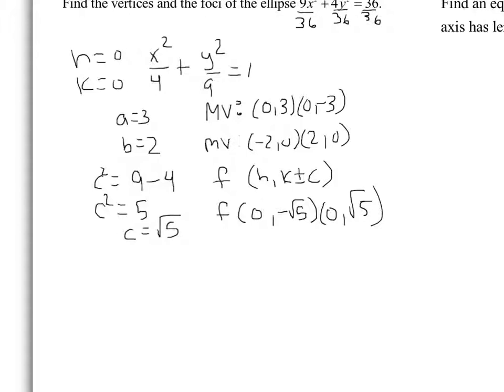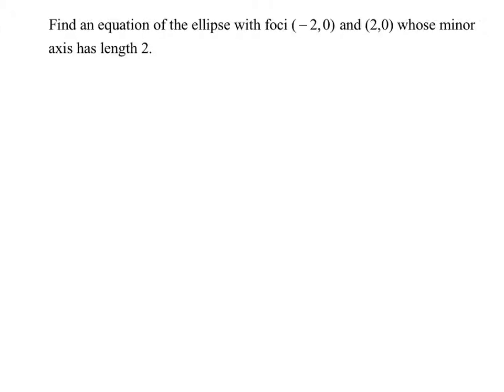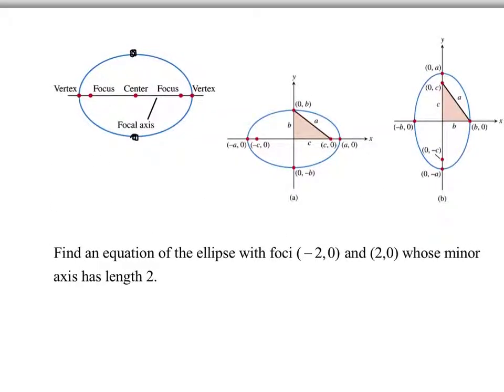Okay, let's look at the next problem. It says find an equation of an ellipse whose foci are (-2, 0) and (2, 0), whose minor axis has a length of 2. Okay, so let's look real quick at what that minor axis is. The minor axis for this graph would be right here, the whole distance. The major axis for this graph would be here, because the longer one is major, the shorter one is minor, okay?